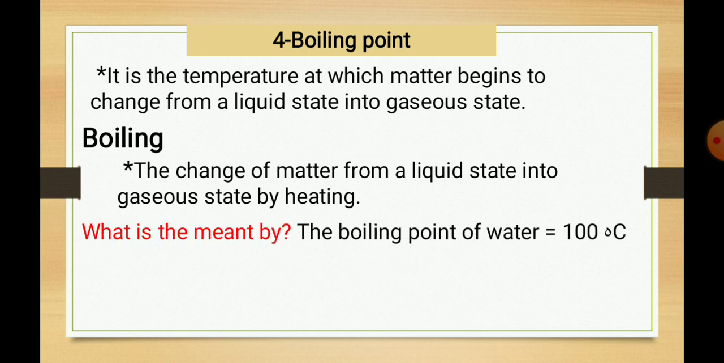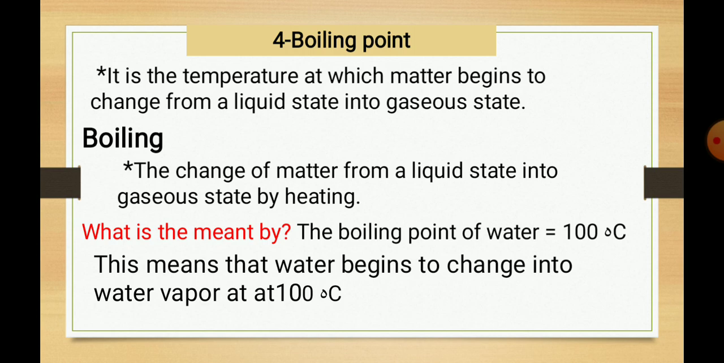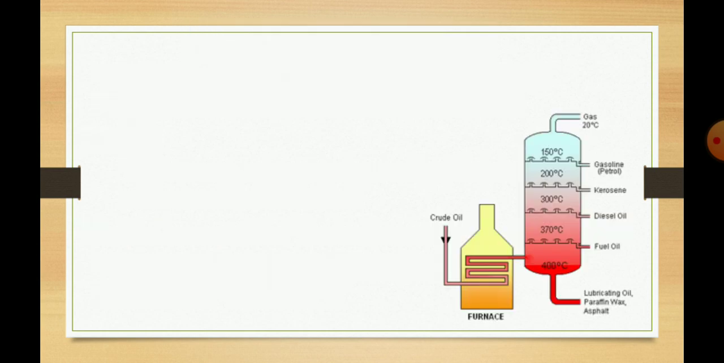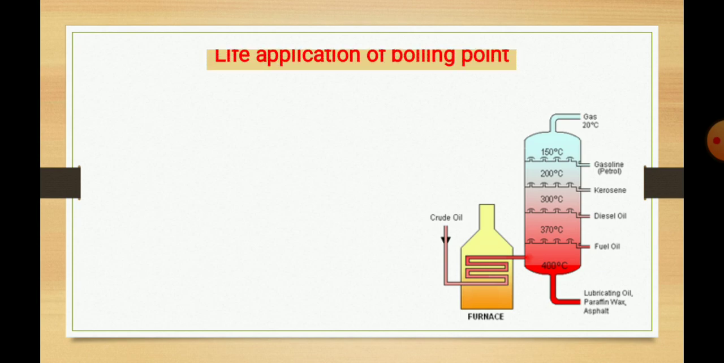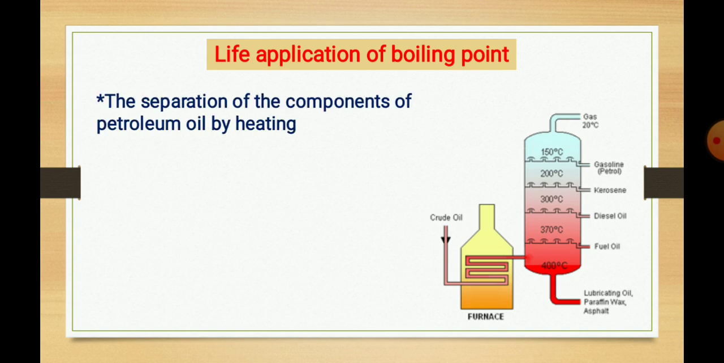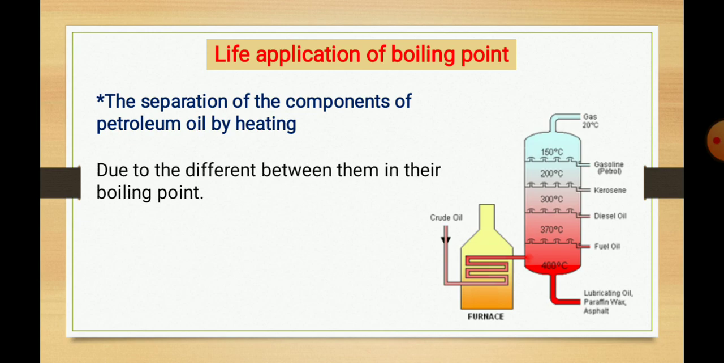What is meant by the boiling point of water equal 100 Celsius degree? This means that the water begins to change into water vapor at 100 Celsius degree. So don't forget this information, my dear student. Each substance has a definite boiling point, which is used to differentiate between different substances. So what about the life application of boiling point? The separation of components of petroleum oil by heating. Give reason: due to the difference between them in their boiling point.